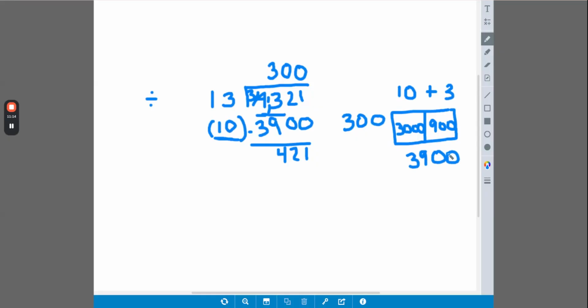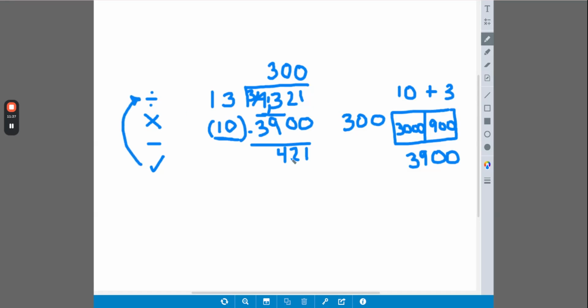Then I took that amount. So I multiplied and I subtracted. And now I'm going to check. Can I keep dividing? Can I divide 421 into 13 different groups? Can I share that equally in 13 different groups? Yes, I can. So that's checking. And now I'm going to circle back and divide again.